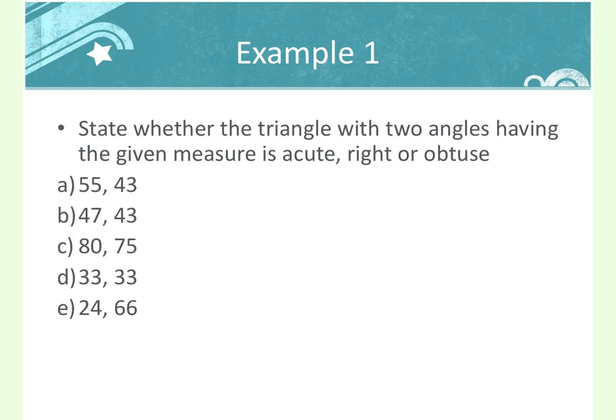All right, example 1. State whether the triangle with the two angles having the given measure is acute, right, or obtuse. So the first thing we have to do, because they are giving you only two of the angles, is find out what the third one is and then classify it. So if I add up the 55 and the 43, I get 98 degrees, and 180 minus 98 degrees is 82 degrees. So a triangle with the measurements of 55, 43, and 82 is acute.